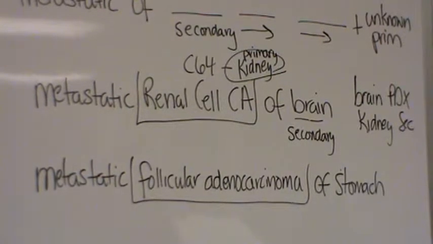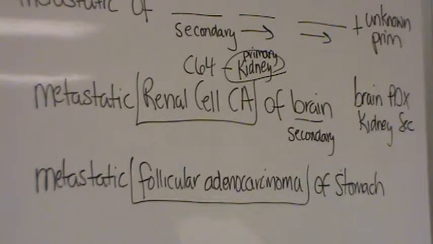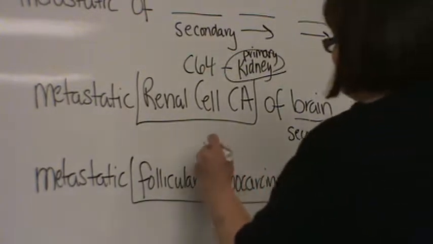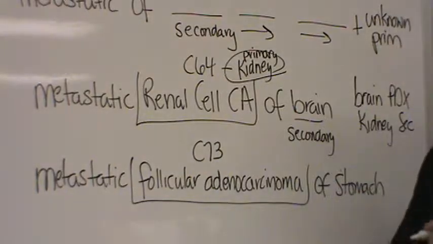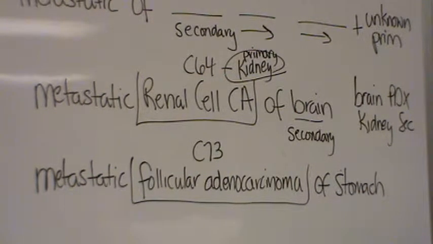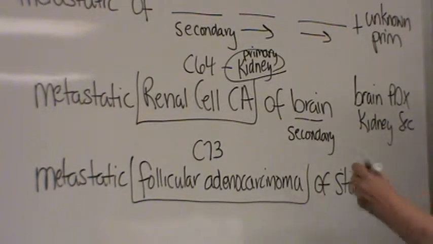Follicular, there's no code by follicular, right? So what are we going to do now? Unspecified. We go to unspecified site, because remember the code by unspecified site, they're saying if you don't tell me anything else, then this is where it usually starts. Okay? So the code by unspecified site is C73. And where is C73? Thyroid, right?